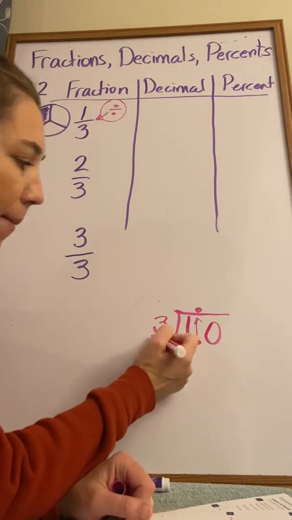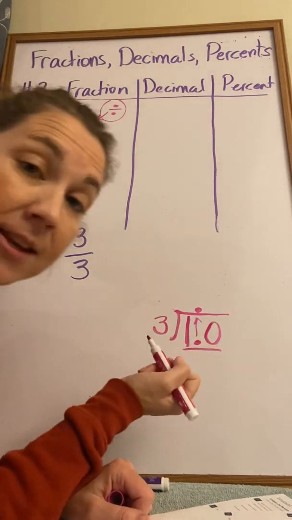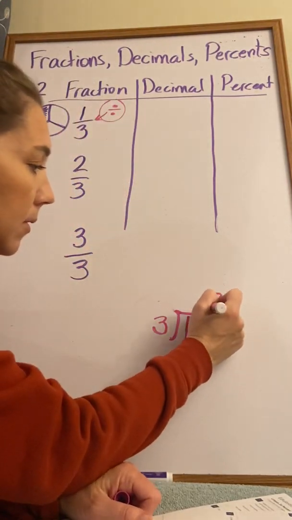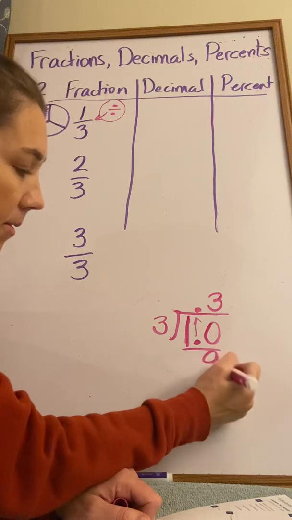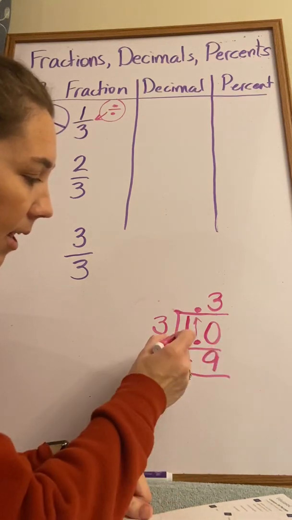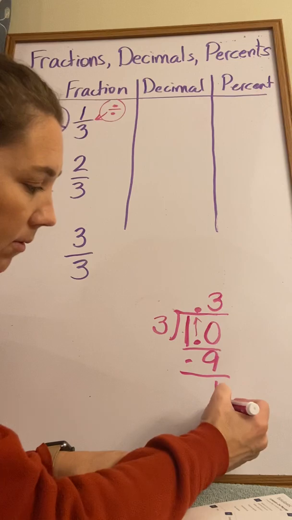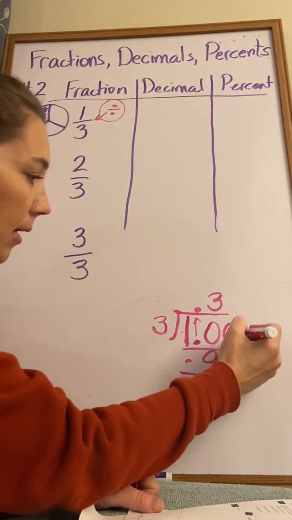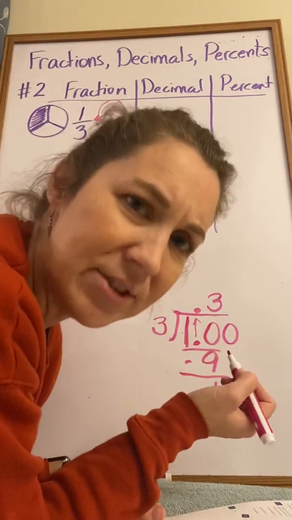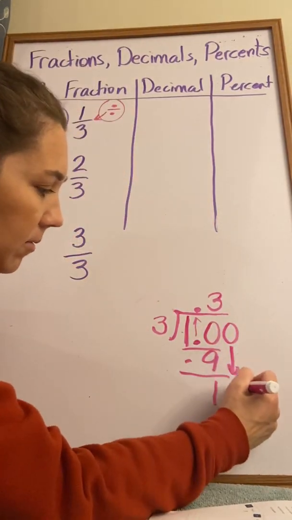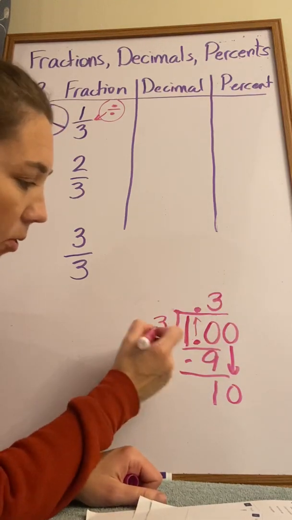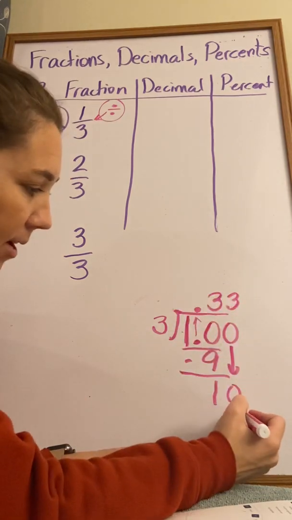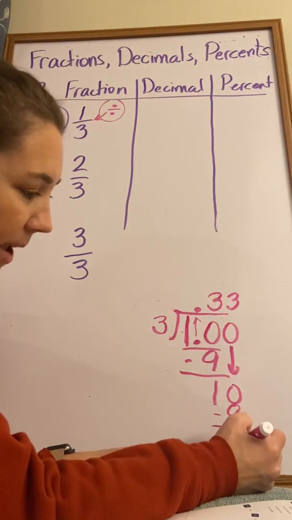Okay. How many times will 3 go into 10? It'll go 3 times. 3 times 3 is 9. And then we're going to subtract. 10 minus 9 is 1. Uh-oh, we got another 1. We're going to add another decimal. Add another 0. We get another 10. 3 will go into this 10 3 times. 3 times 3 is 9. Subtract and we get a 1.